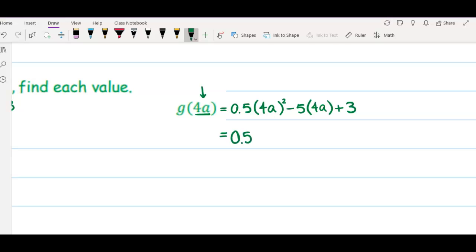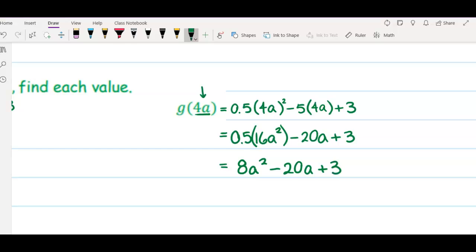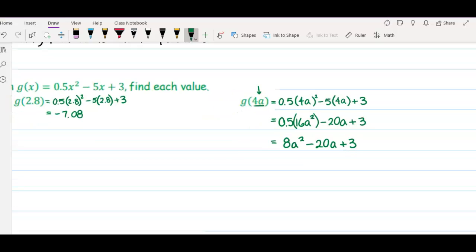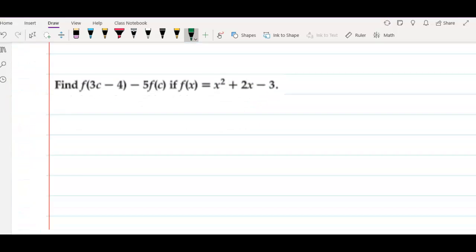0.5 times 4 squared, a squared gives me 16a squared. 5 times 4 makes 20a, plus 3. Further simplifying, I get 8a squared minus 20a plus 3, and that's all the further I can go. So g of 4a is 8a squared minus 20a plus 3. Let's try a real challenging one, shall we?